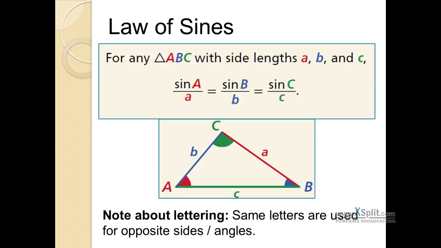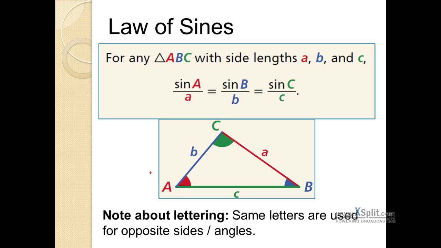The law of sines plainly says that you can take the ratio, remember a ratio is a fraction, of the sine of an angle and the side opposite that angle, and that's equal to the ratio of the sine of any other angle and the side opposite that angle. I want you to note about the lettering that the same letters are used for opposite sides and angles.